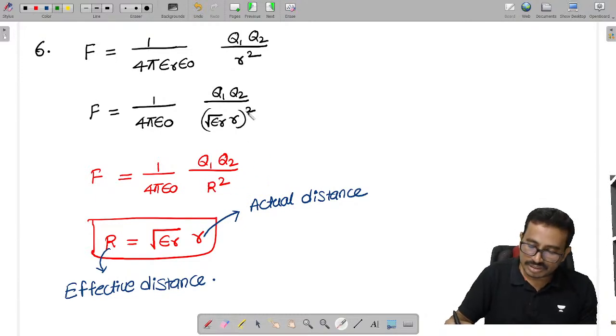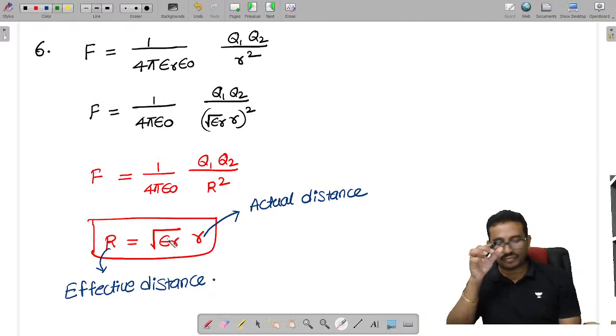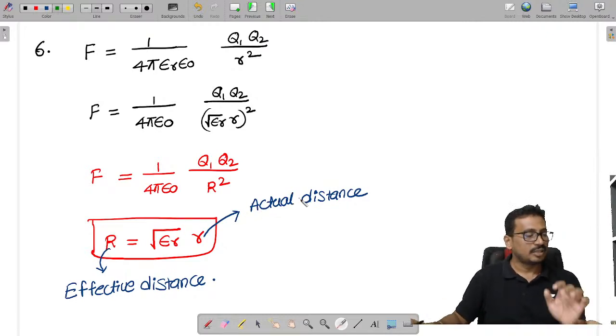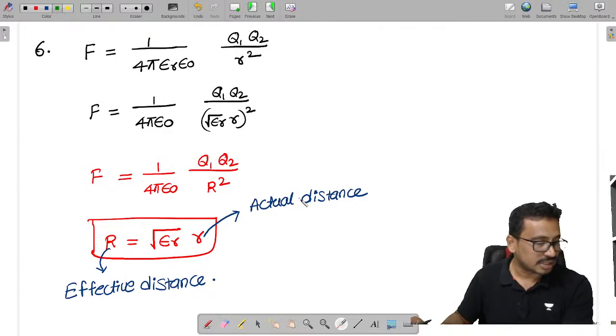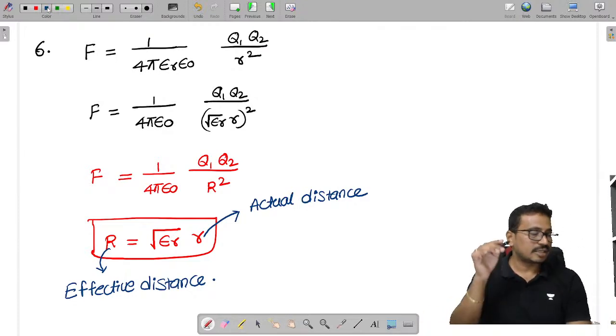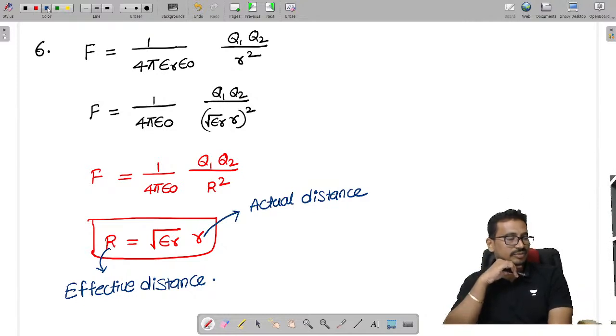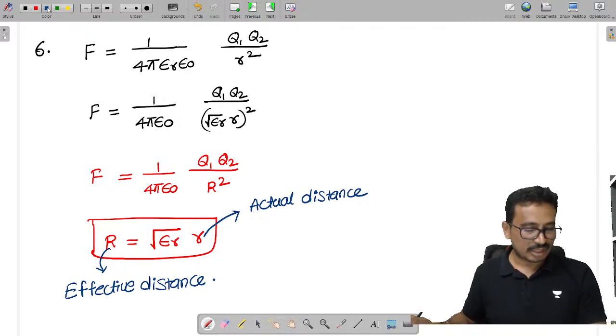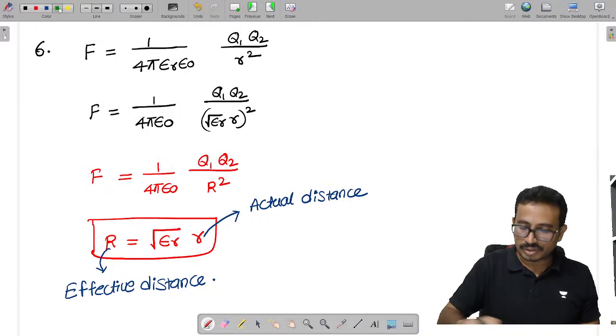This effective distance is the term square root of epsilon r into small r, where small r is the actual distance. And epsilon r is always greater than 1. Since epsilon r is greater than 1, the effective distance increases. By inserting a dielectric medium between the two charges, the effective distance increases by a factor of square root of epsilon r. So what we can say now here?